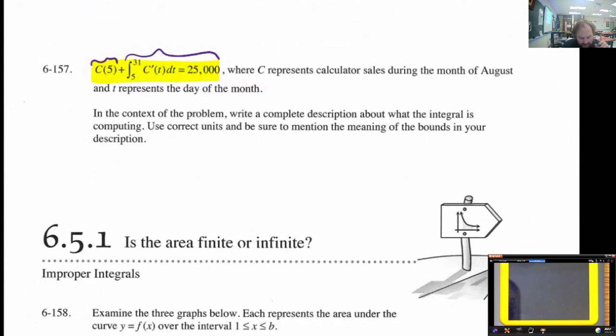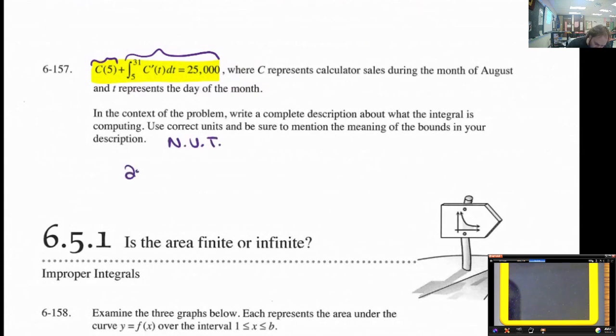So, in the context of the problem, write a complete description about what the integral is computing. Use correct units and be sure to mention the meaning of the bounds in your description. Now, I think there's a typo in the book here really quick, because they're saying that 25,000 calculators were sold from August 1st to August 31st. I don't think that was necessarily correct. But don't forget the NUT thing we got to write down.